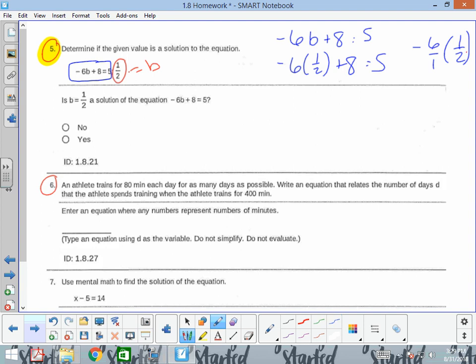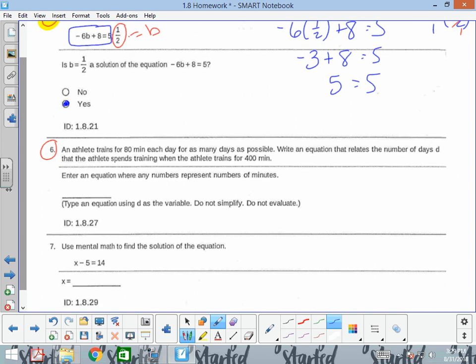You can cross reduce, or you can multiply top times top and bottom times bottom and then divide, which I like the cross reducing better. And we get negative 3 plus 8, and so that is 5. So that one's also a yes. Now, sometimes there'll be a no, so just make sure you show your work on those so you can get proper credit.